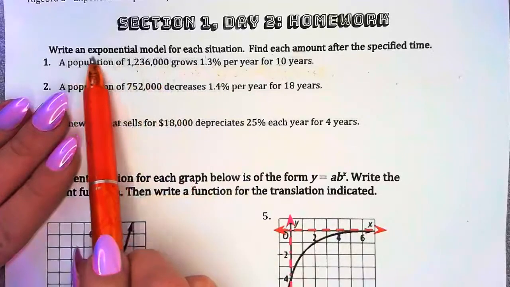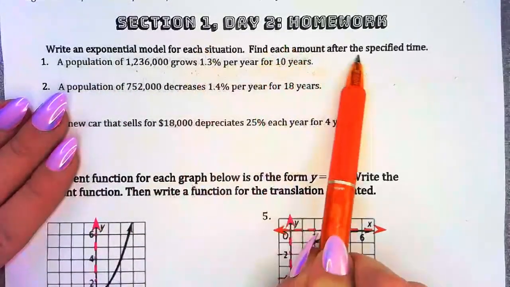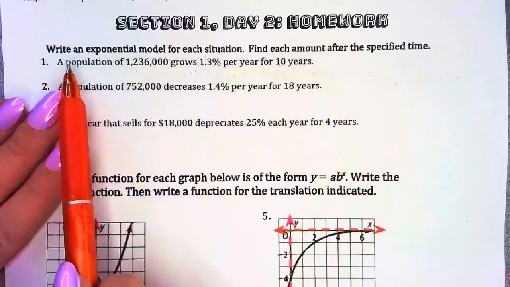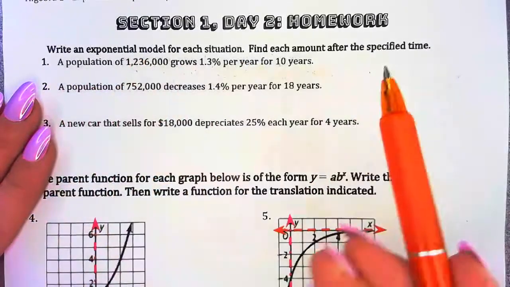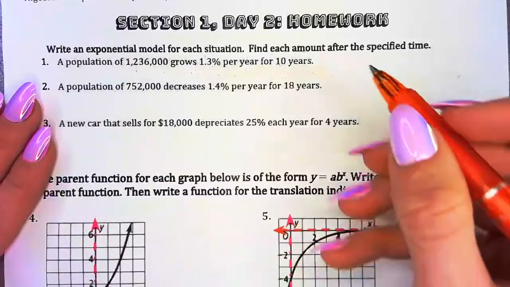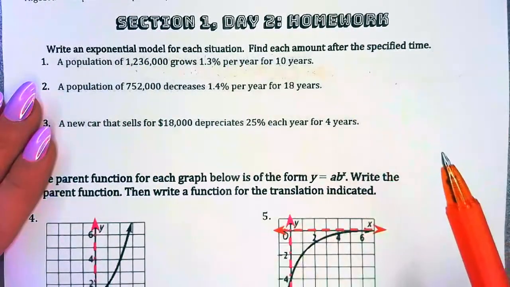Write an exponential model for each situation. Find each amount after the specified time. A population of 1,236,000 grows 1.3% per year for 10 years. First thing, we're going to set up this model.